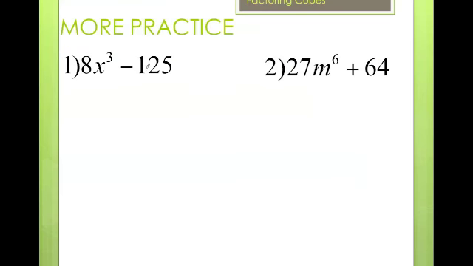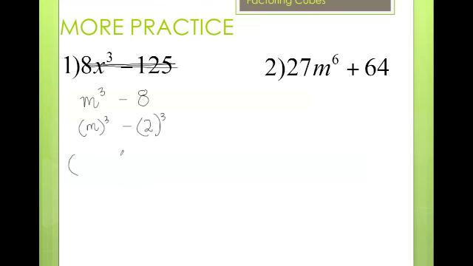Okay, here is some more practice. Well, this is the same problem, so let's change it. Sorry about that. So let's change it to m cubed minus 8. Okay, so my cube root, m cubed minus 2 cubed.